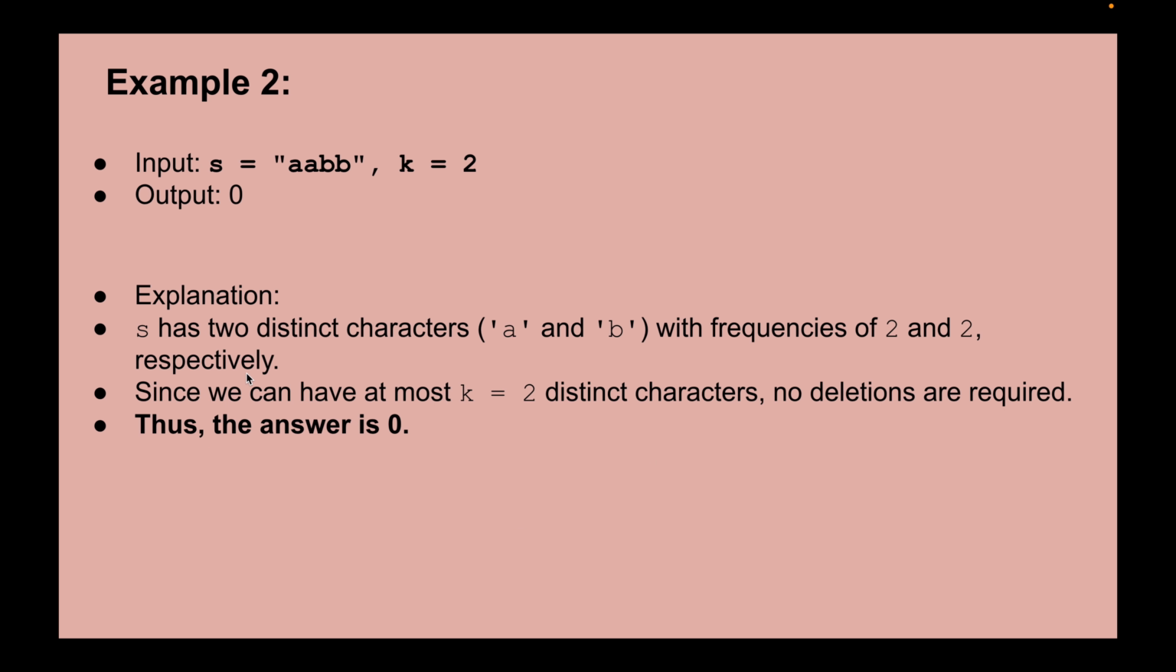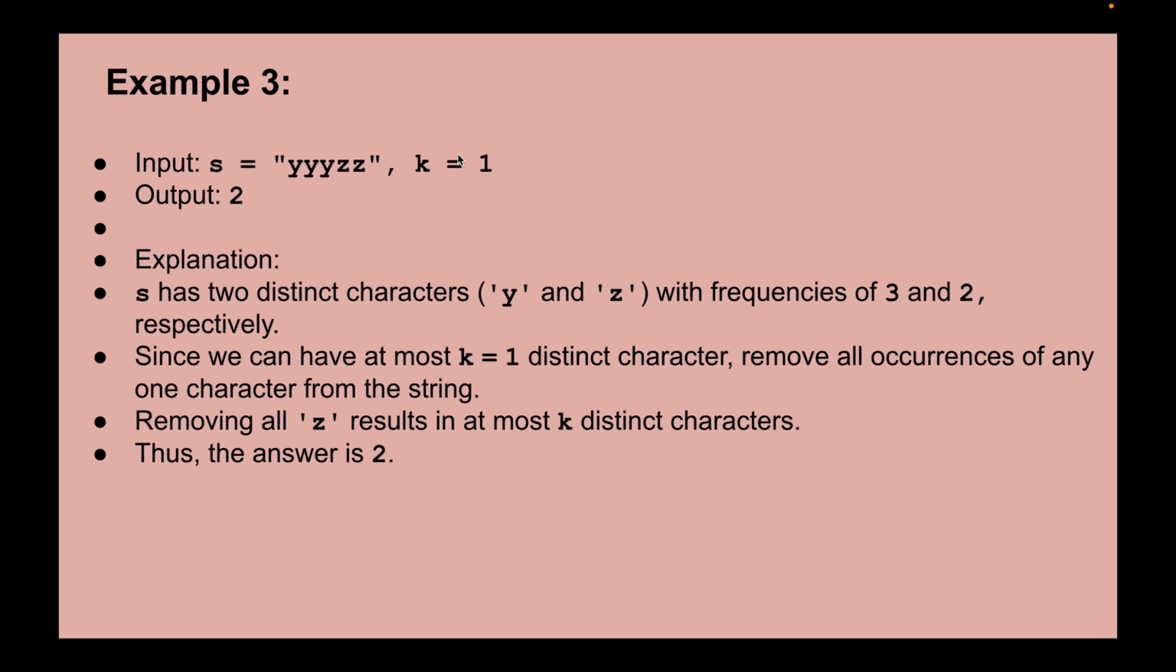Now the other example. We have s equal to aabb and k is 2, right? The frequency of a is 2 and the frequency of b is 2. So s has 2 distinct characters, a and b, with frequencies 2 and 2. Since we can have at most k equal to 2 distinct characters, no deletion is required. So the answer is 0, because a is 2 times, b is 2 times and k is already 2, meaning we can keep at most 2 distinct characters.